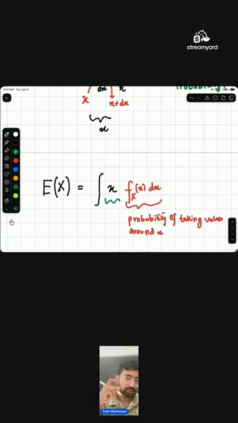So the thing that you observed: this is the weight. So it's the weighted average, and this x is the value that we're observing. So we are taking the weighted average of the x's, and the weights are nothing but the probability of observing values around that x. Okay, that is the definition of expectation.